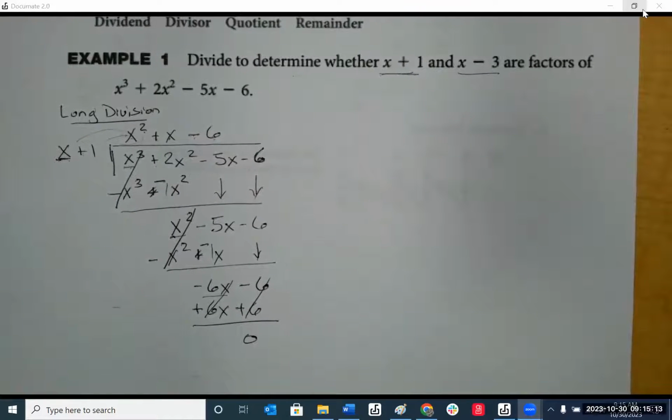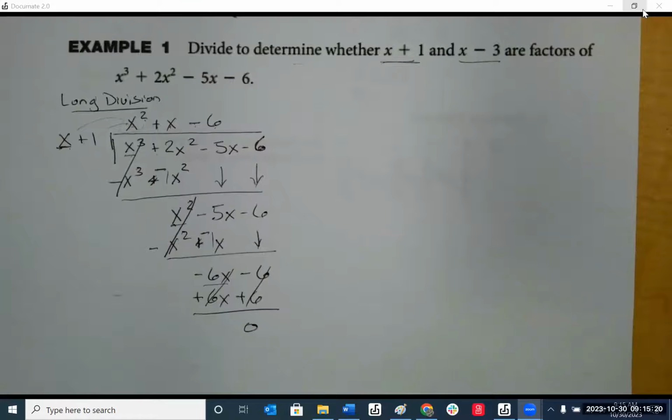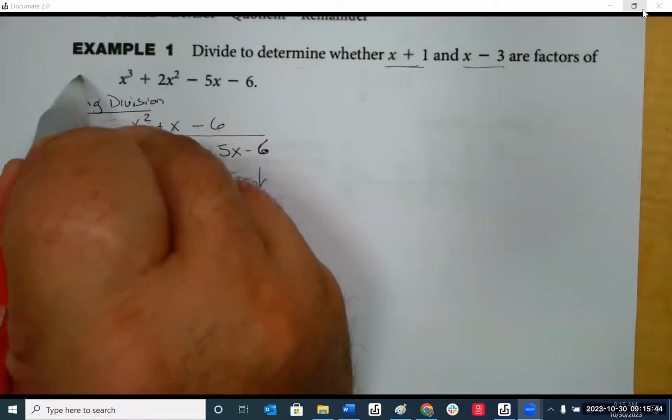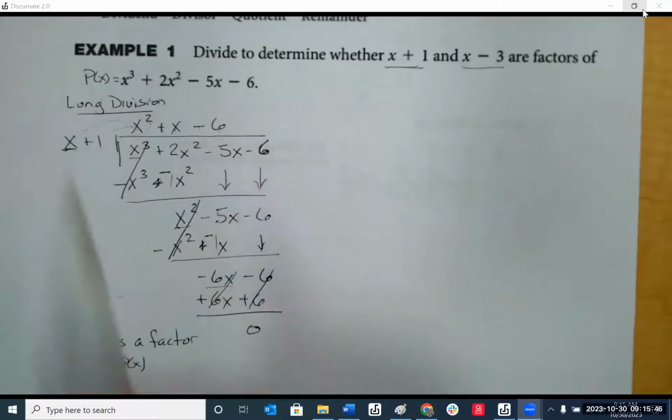So what's your conclusion? Yep. That means that x plus 1 is a factor of the polynomial. And the polynomial p of x is that one.